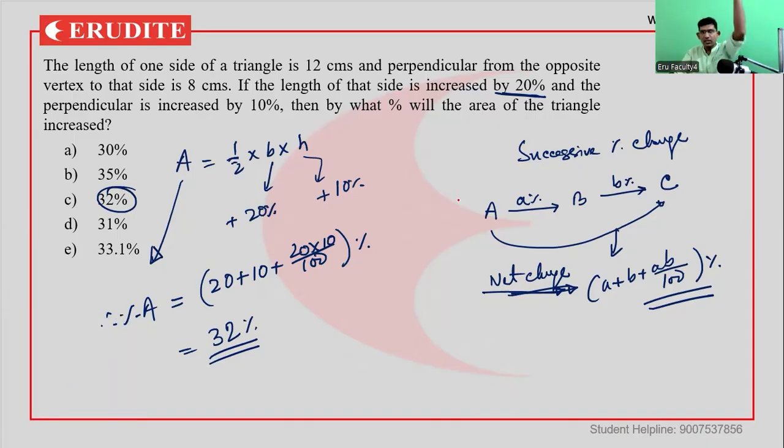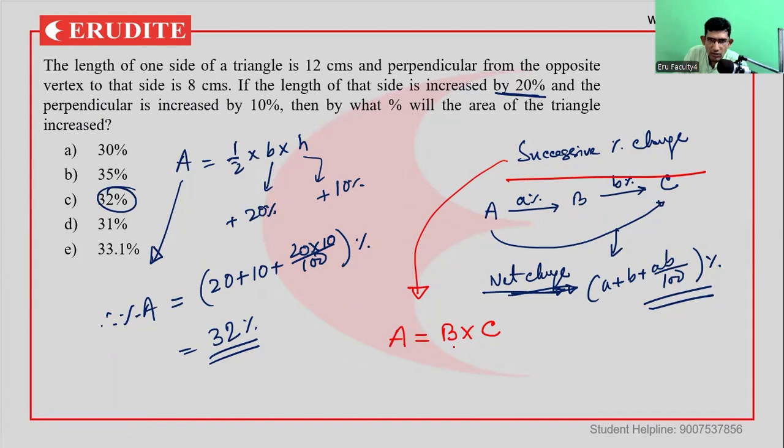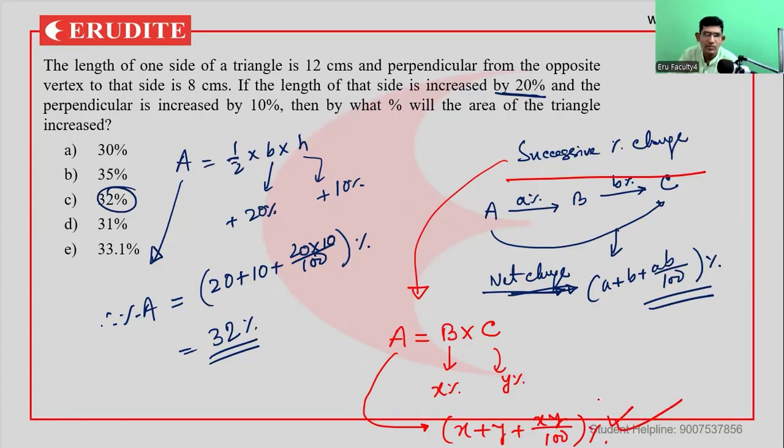So in this case, we can apply the idea of successive percentage change. The question is, when can I apply the successive percentage change? If there are three variables, let's take A equal to B into C. Now, if B has changed by X% and C has changed by, say, Y%, then what will be the percentage change in A? That will be given by X plus Y plus X into Y by 100%. That is successive change formula 7.